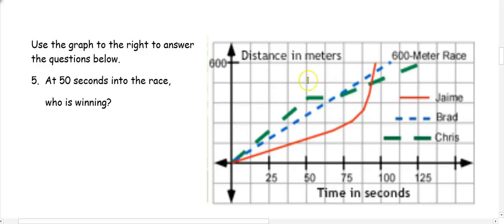So if I look at 50 seconds, remember to win a race, you need to be going the furthest distance. So I want to see who's the highest up on the distance. Well, Chris has the highest y coordinate, which means that Chris would be winning the race at 50 seconds because he has gone the highest distance, because Chris is right here and the other 2 are below him.